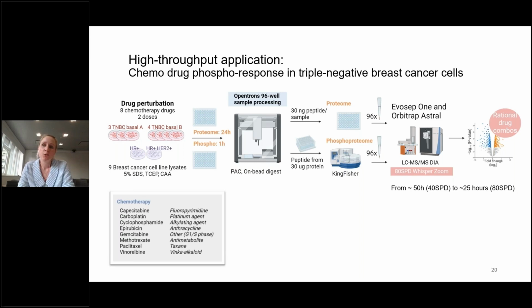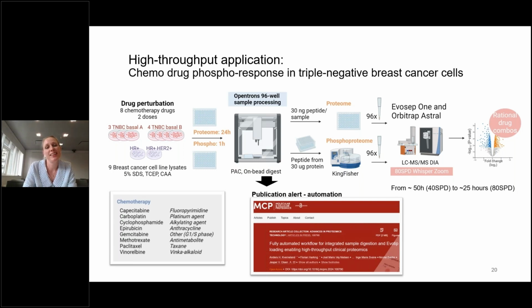And the ultimate aim is to identify rational drug combinations. But I really just want to highlight here that we have had a similar setup with some targeted compounds, and here, based on a 96-well setup, we would basically move from a 50-hour acquisition to a 24 or 25-hour acquisition with the 80 SPD Whisper Zoom. Along this setup and along the lines of automation, I just want to highlight this paper that was recently out from the group. So if you're really into automation and scalable workflows, you should really check out this paper.